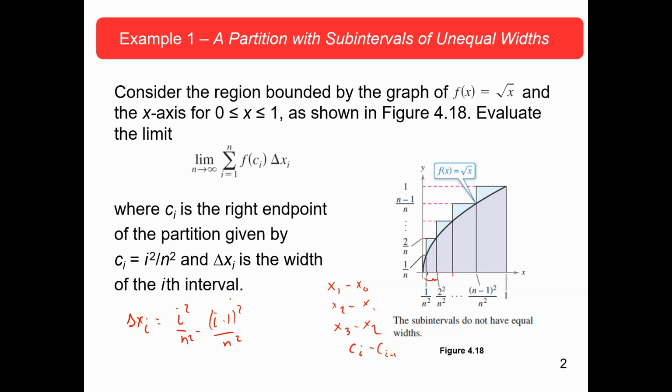Okay, so it's really important that we be able to say that delta xi equals i squared minus i squared minus 2i plus 1, all over n squared. That's going to be 2i minus 1 over n squared. Alright, so it's important that we know what delta xi is.